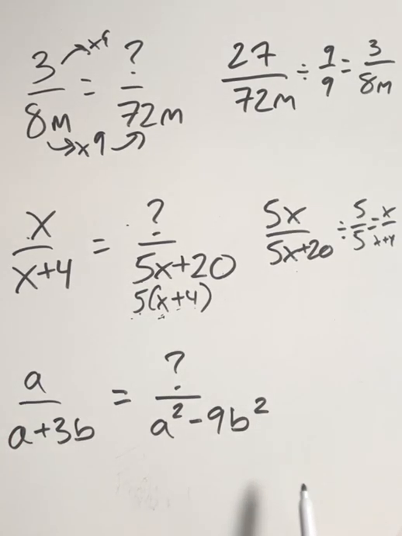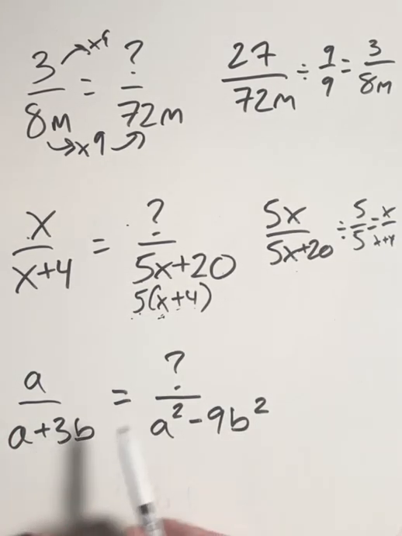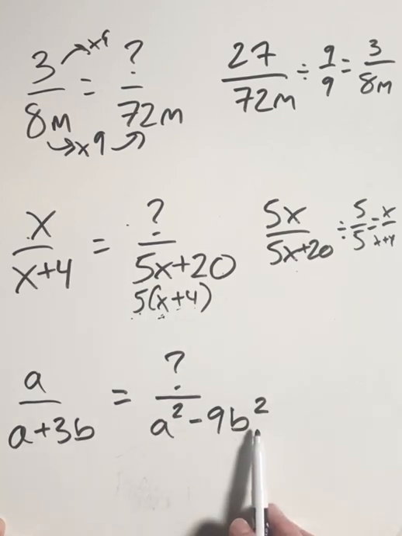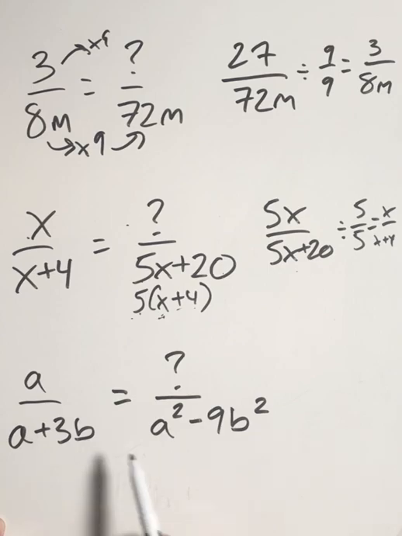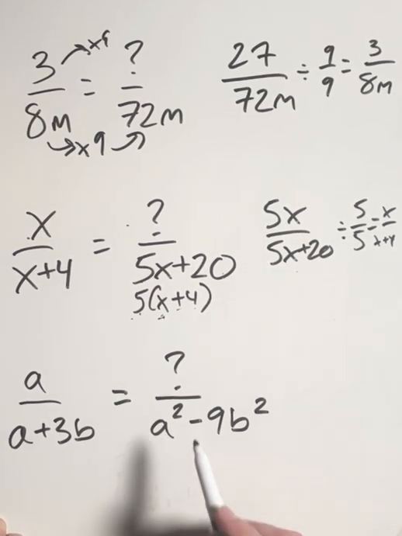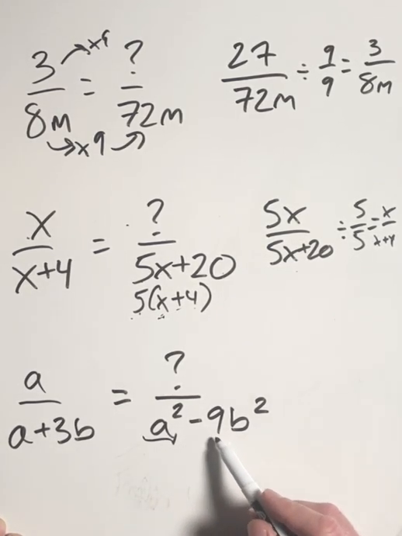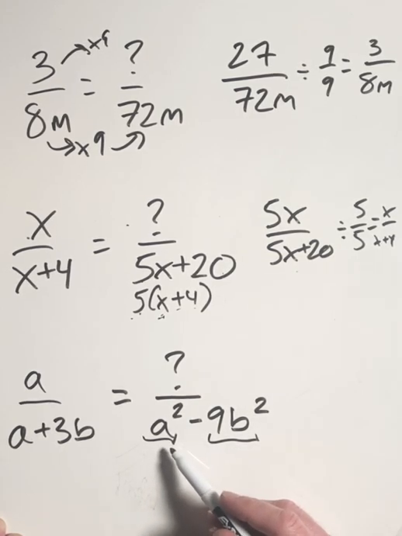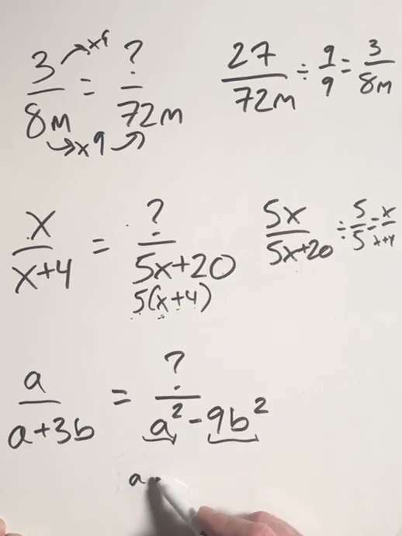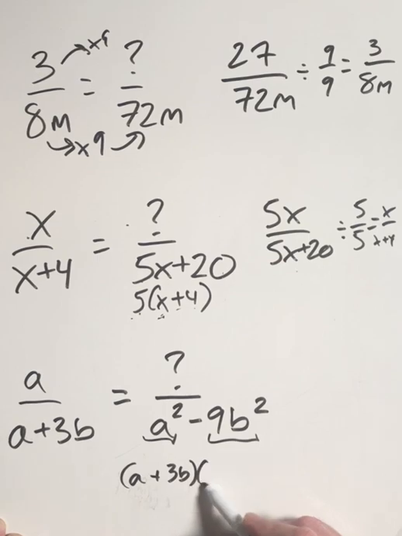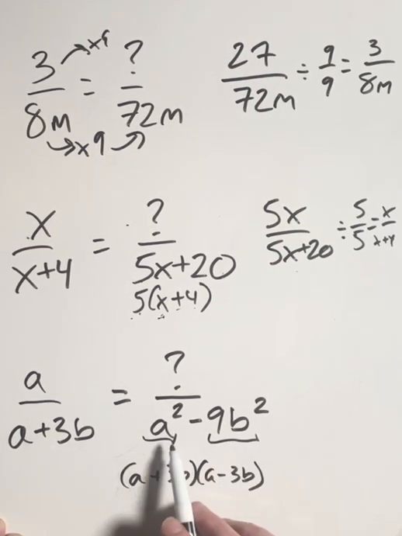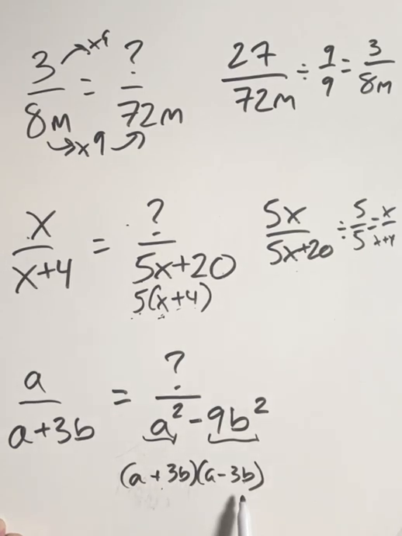Now when we look down here, same idea, except we're going to have to do some factoring. All right, I have to take a squared minus 9b squared and divide it by a plus 3b, but I realize that this is a square minus a square. So this is really a plus 3b times a minus 3b. This is a difference of two squares, so that's a sum and difference pattern.